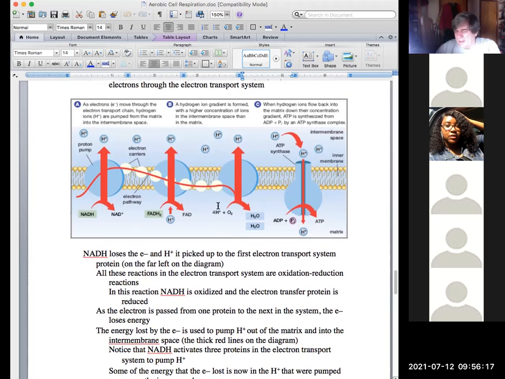Now, at the end of the line, what happens to these electrons and the hydrogens that came from them? This is why you need oxygen to breathe. Because oxygen picks up some of these hydrogens with a positive charge that came off, and it picks up electrons from the electron transport system, and it makes water. So this is why if you don't have oxygen, the pyruvate can't even get into the mitochondrion. It's stuck out in the cytoplasm and it has to go through fermentation.